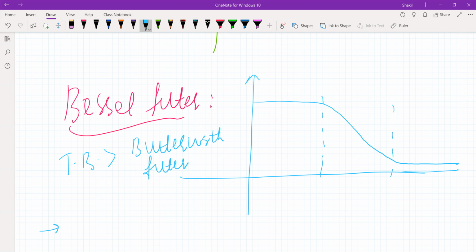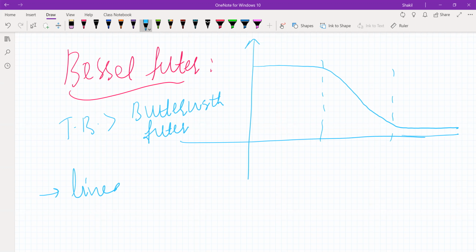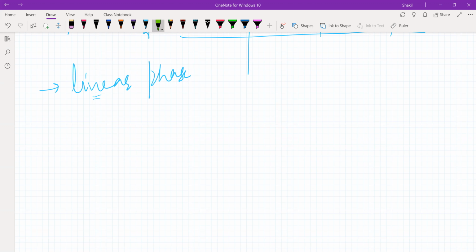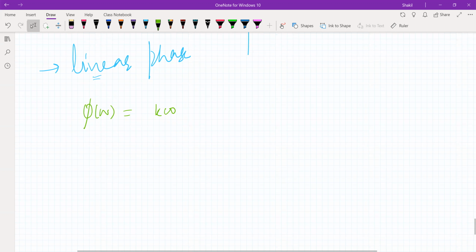The filter has linear phase. This is very, very important. The Bessel filter allows linear phase. Now, what do you mean by linear phase? It means the phase of this system or filter is a linear function of omega. It varies linearly, and if it's minus k times omega, this corresponds to simply a delay of the signal without any distortion.